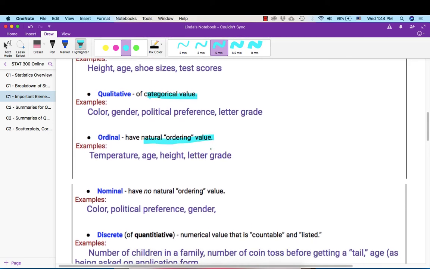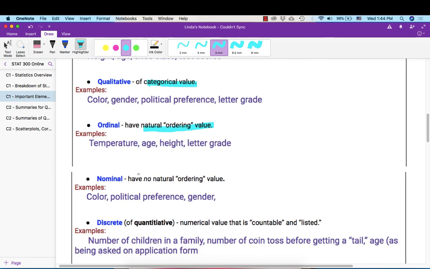Data that is nominal have no ordering value. There is no universal standard for setting the difference between any two values that are nominal. For example, color. Which is higher, red or blue? And how do you define higher in color anyway, right? Other examples are political preference or gender.